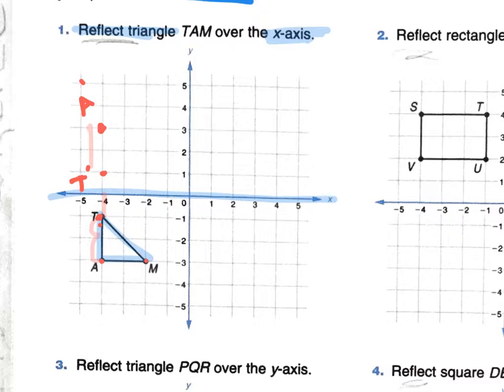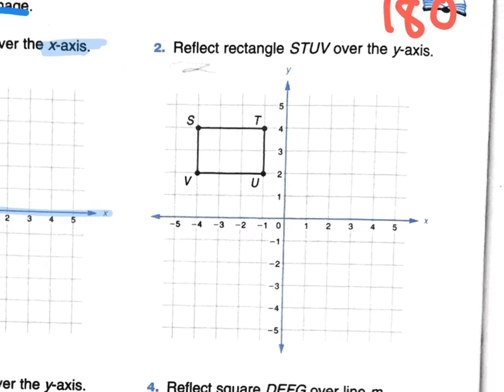Now looking at point M, that's at -2, -3. So based on what we did before, we know it will still be at -2. We're just flipping it here. And instead of being at -3, it's going to be at +3. So -2, +3, and that is M prime. Now remember, you're using a straight edge to connect these. I don't have a straight edge. There is my reflected triangle. It should look exactly like that. We're going to look at one more right here.